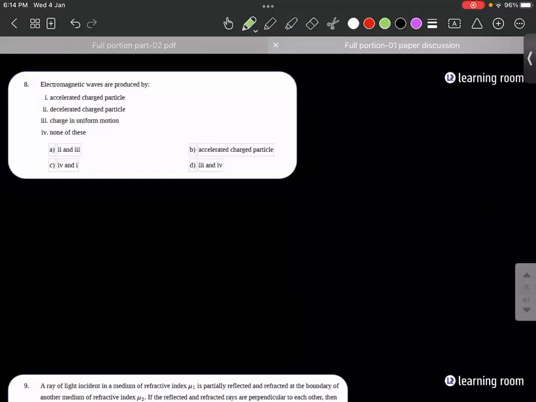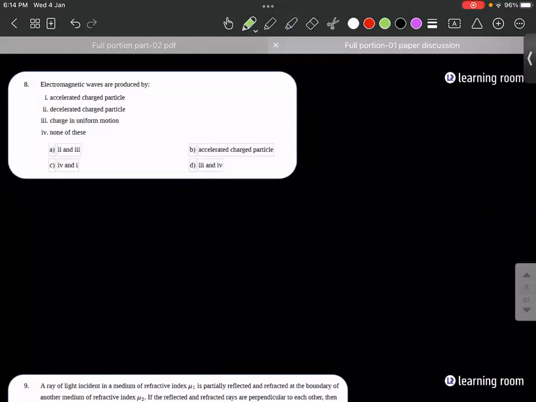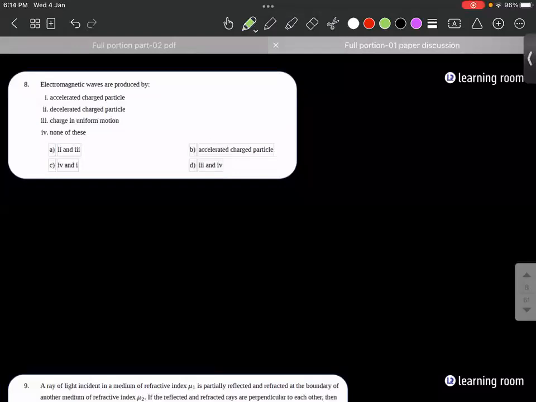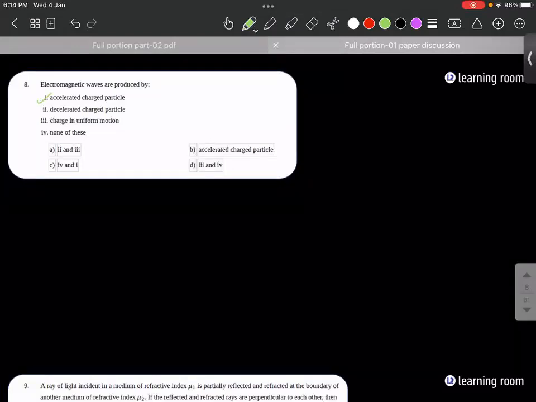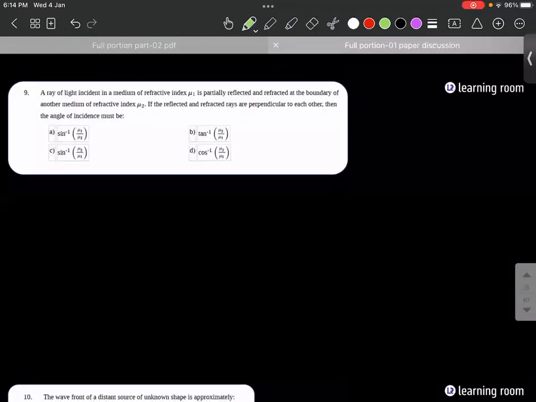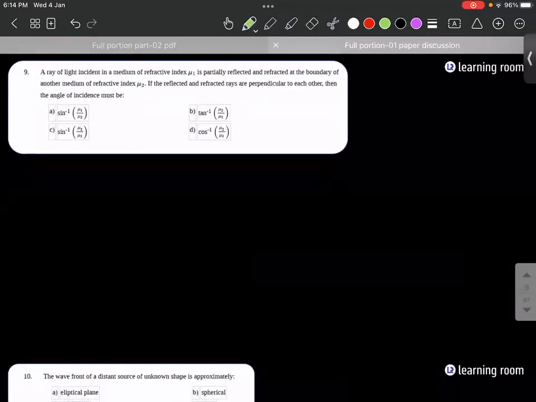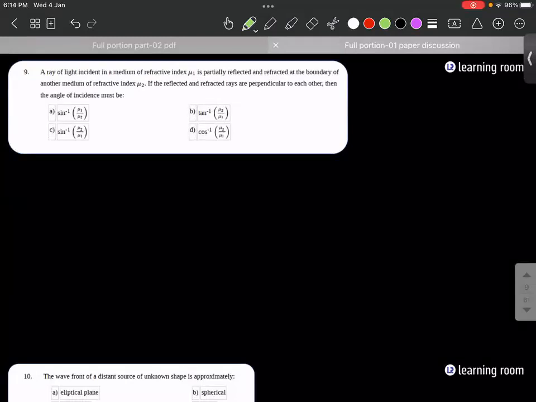So electromagnetic waves are produced by, 8th one, accelerated charged particle. That's the answer. So a ray of light incident in a medium of refractive index mu1 is partially reflected and refracted at the boundary of another medium of refractive index mu2.